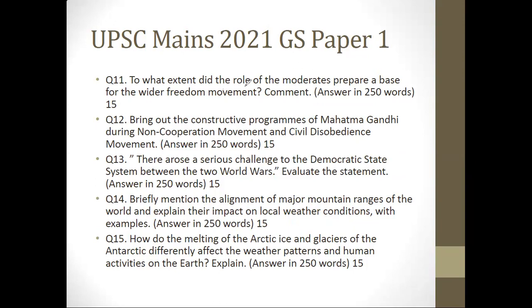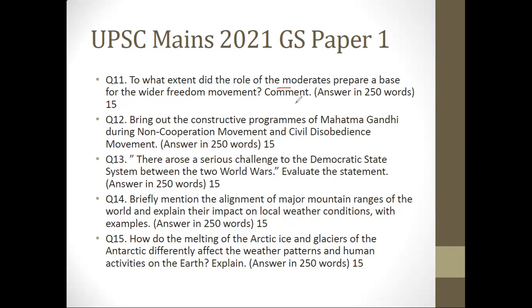So first question: to what extent did the role of moderates prepare a base for wider freedom movement? Here most people will just keep on talking about the role of moderates, how they aroused national consciousness, how they played a crucial role as economic critics, etc. What you're not understanding is that if you don't give the other part, the answer is incomplete. First, let's try to understand how we will answer this question.